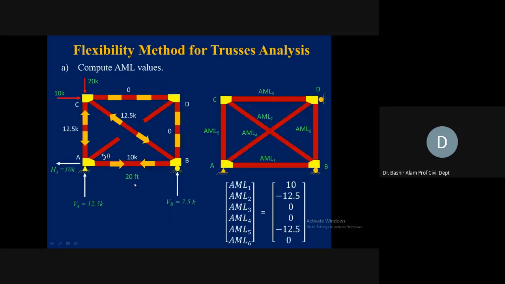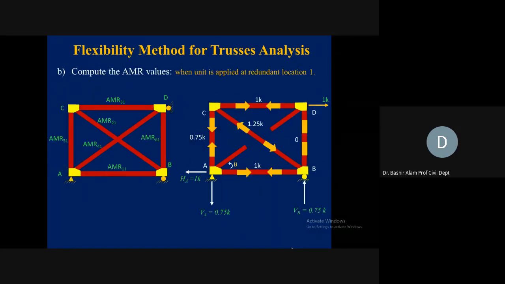So here now you can see. This is our AM1, so this is becoming now 10. Then we have minus 12.5 and then 0. You need to keep an eye on the AM values. Now tensile we take initially as positive. So 10, minus 12.5, 0 is here you can see. Then AM4 was this diagonal AD. This is 0, so 0 is recorded here. Then minus 12.5 and 0, so minus 12.5 and 0.